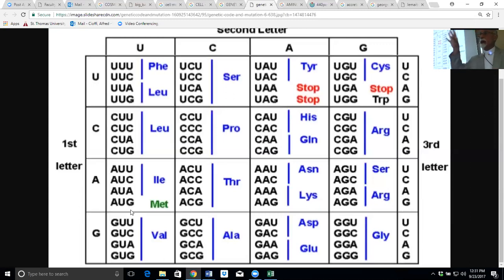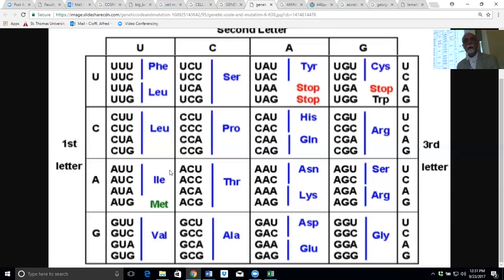The translation is the last step, translating the code on the RNA to a protein, going from RNA to protein. So you have transcription from DNA to RNA and translation from RNA to protein.